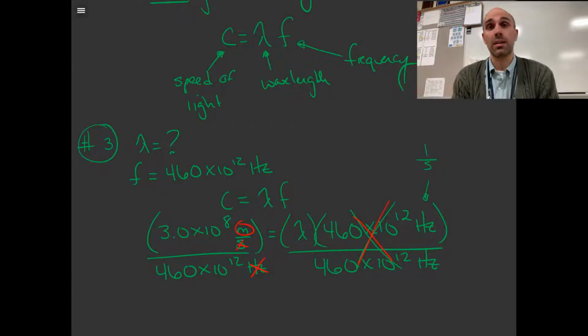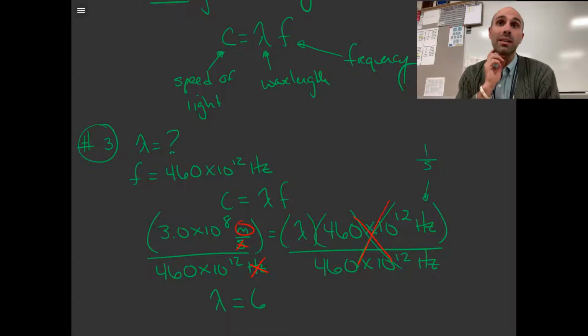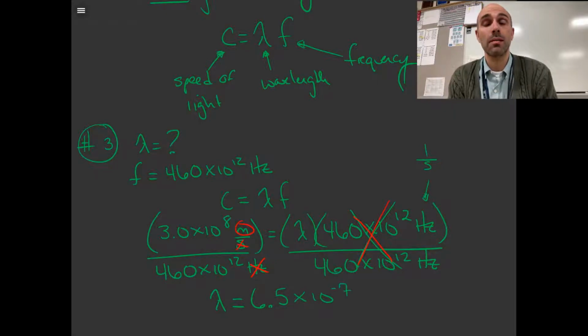I'm punching through and calculating this as we speak. Come on, a little quicker on the calculation. All right, there we go. So wavelength comes out to be 6.5 times 10 to the negative 7th meters.